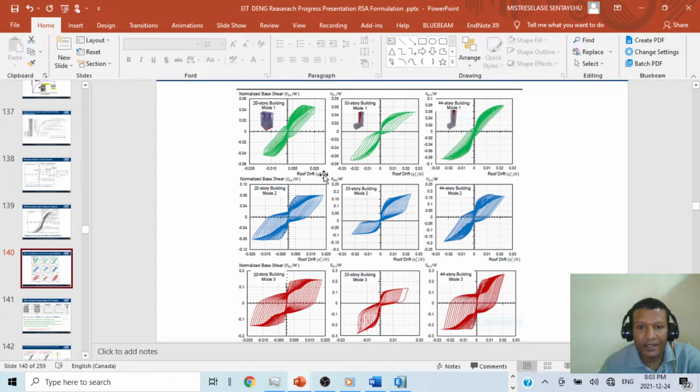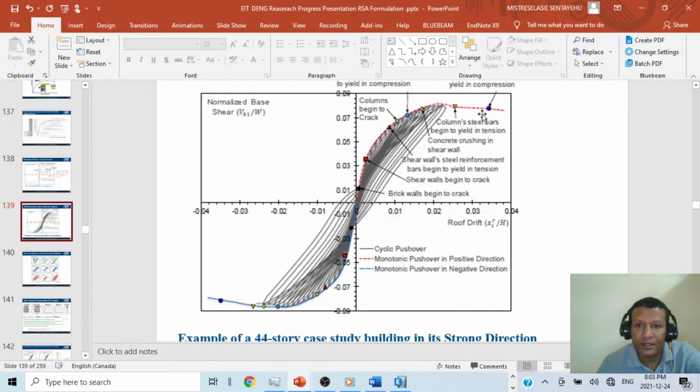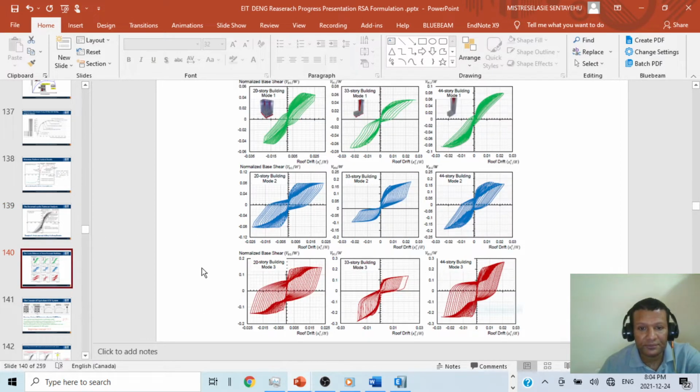It is normalized, like they just divided by h, and this one is divided by the weight of the structure. Again, for the second mode it is like this, the third mode is like this. Analytically we can find the hysteresis loop, and we can use this backbone to find our capacity as well.